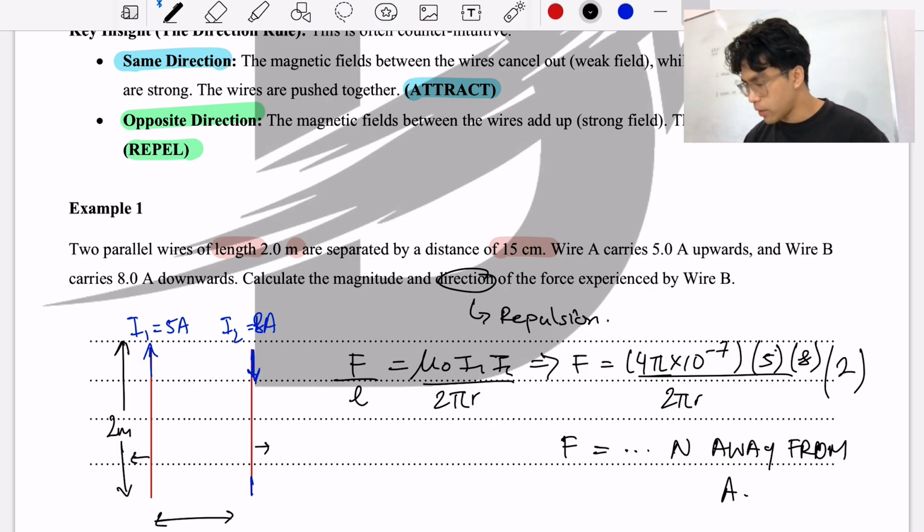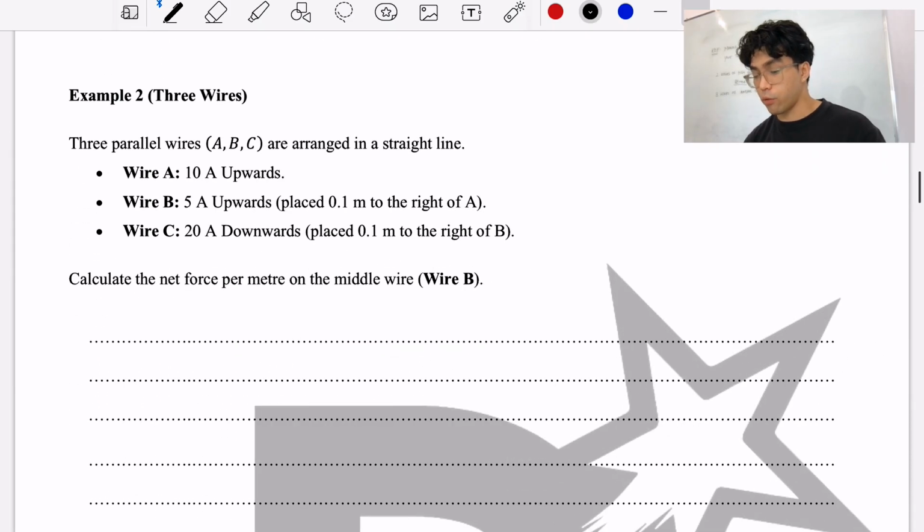Make sense? Cool. So remember, when you're trying to calculate these forces, number one, calculate the magnitude of the force, and number two, look for the direction. If they are in the same direction, it's attractive. If they're in opposite directions, it's repulsive. Now, moving on to a harder example, example 2.